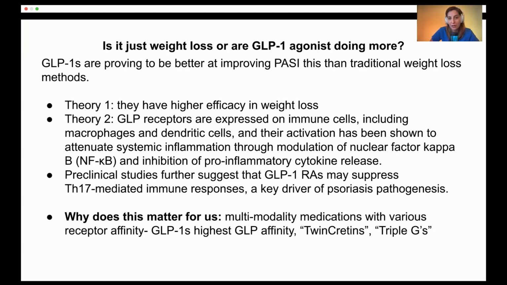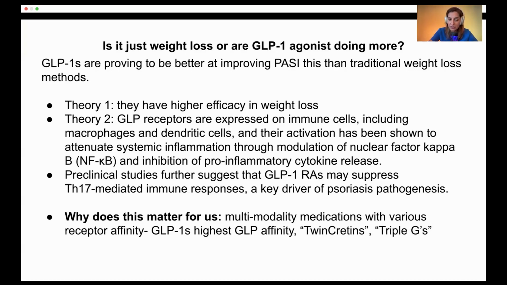Why does this matter for us so much? Because we need to understand, is it the weight loss or is it GLP? Because we have other medicines coming out, like tirzepatide, which is already out. It's a twin incretin, which has GLP and GIP. It does look like the tirzepatide study is actually doing really well for psoriasis too. We'll see those numbers when those are out. And then triple Gs are going to be coming out, and that's going to be GLPs, GIPs, and glucagon.